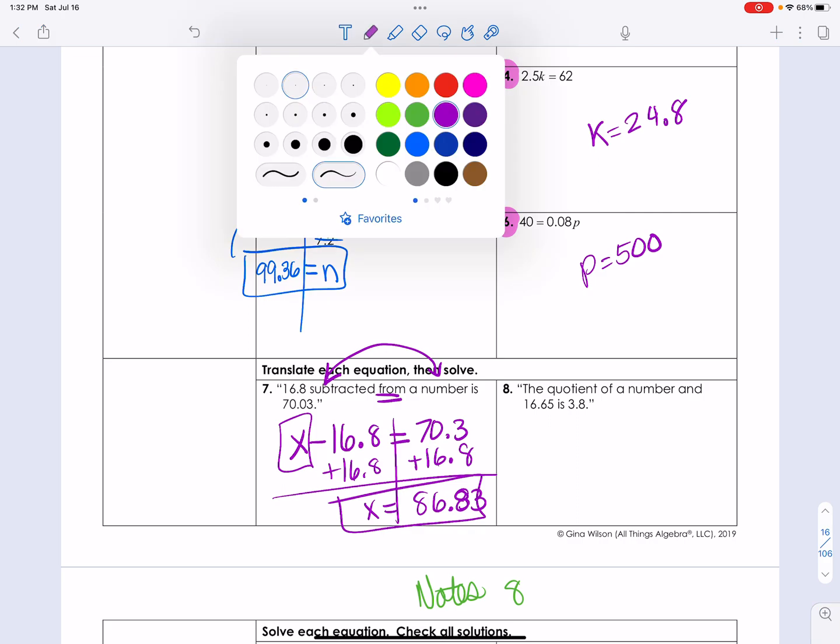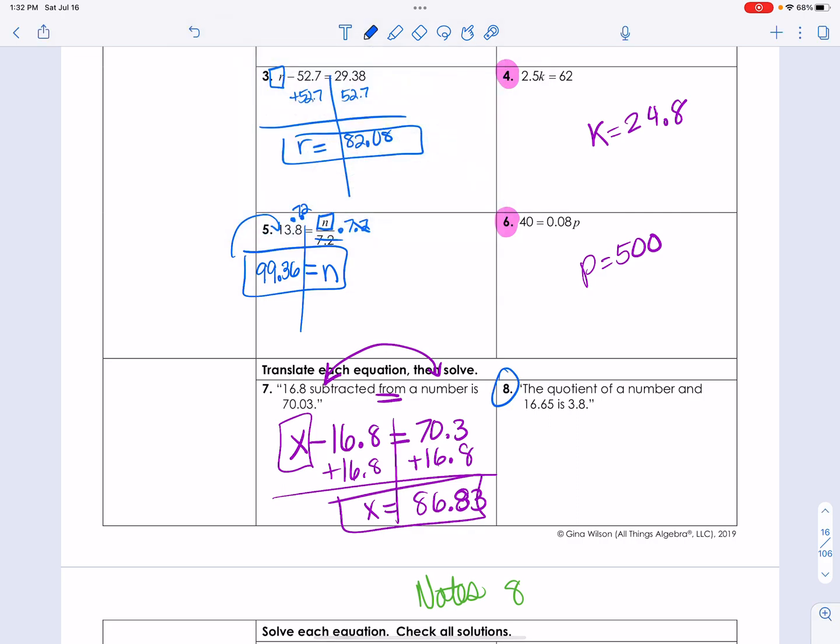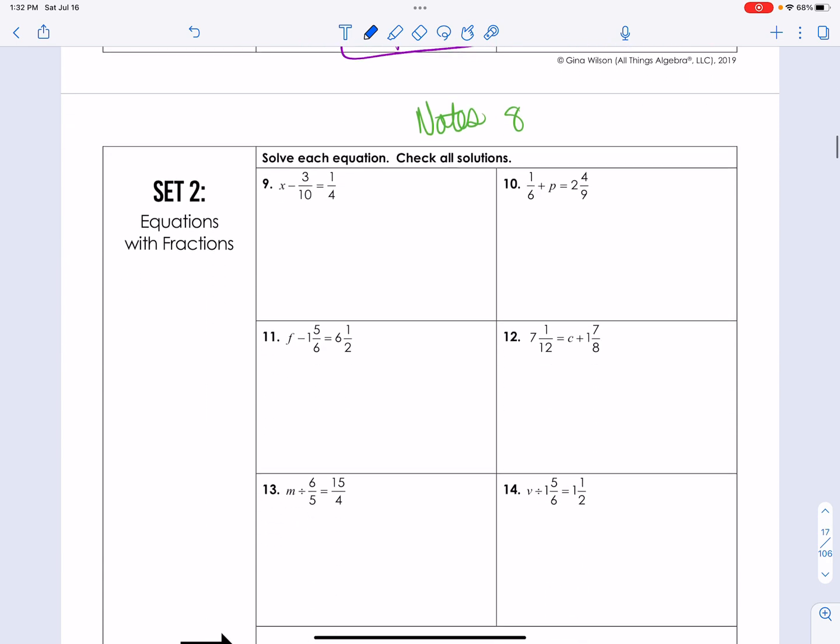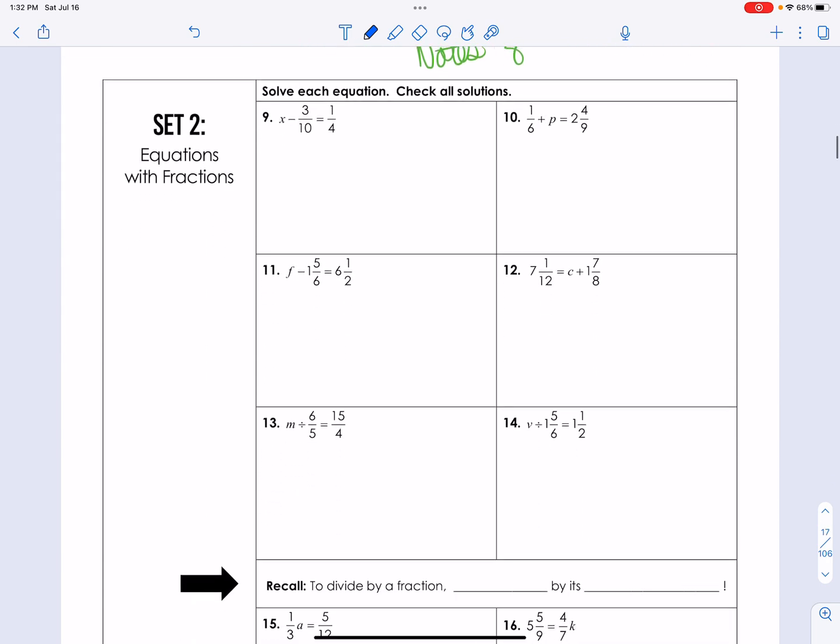Okay, I would like you to pause the video and I would like you to do number 8. Okay, the answer on number 8 is N equals 63.27. So if you did not get that for an answer, get a hold of me and I'll go over it. Okay. All right. Then you turn the page and now we're on fractions.